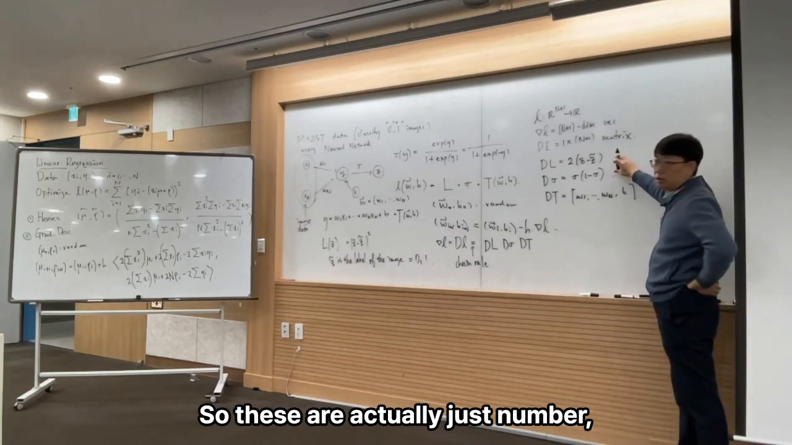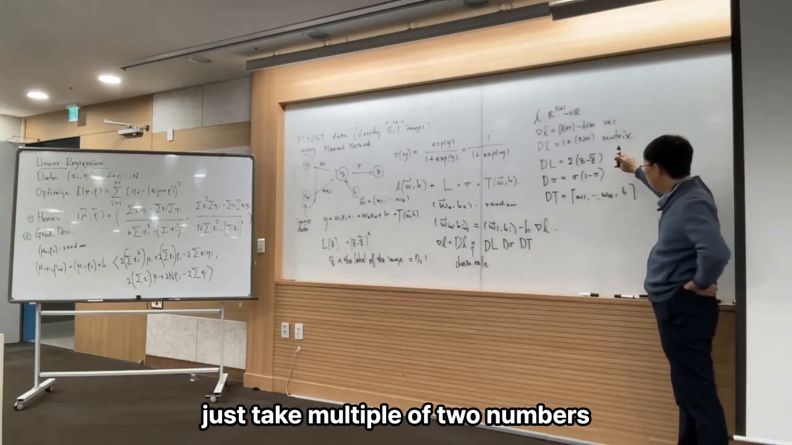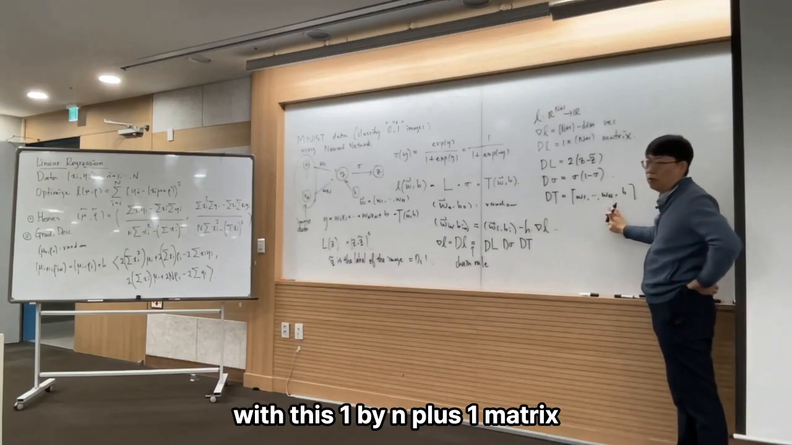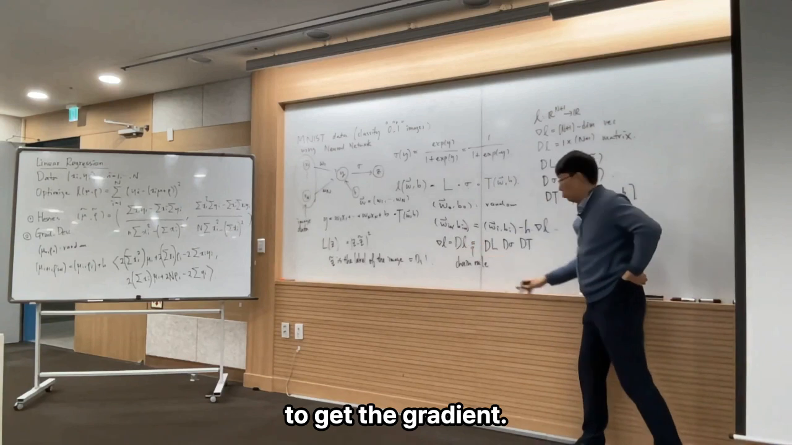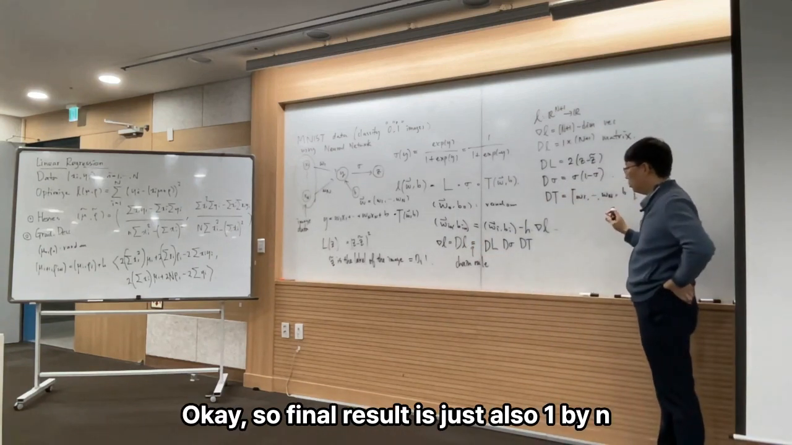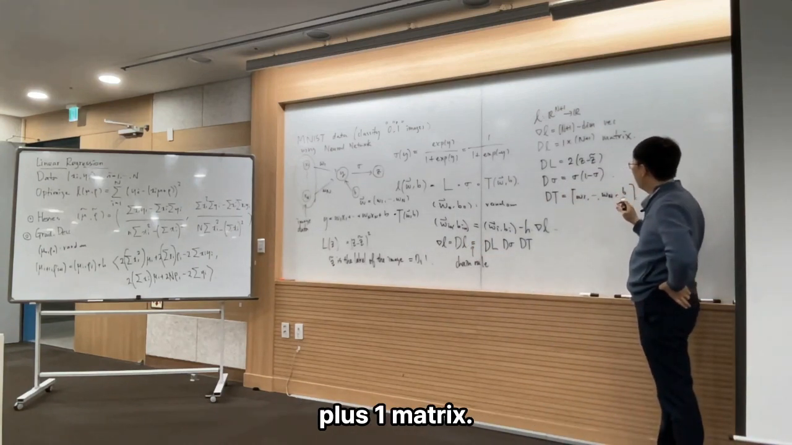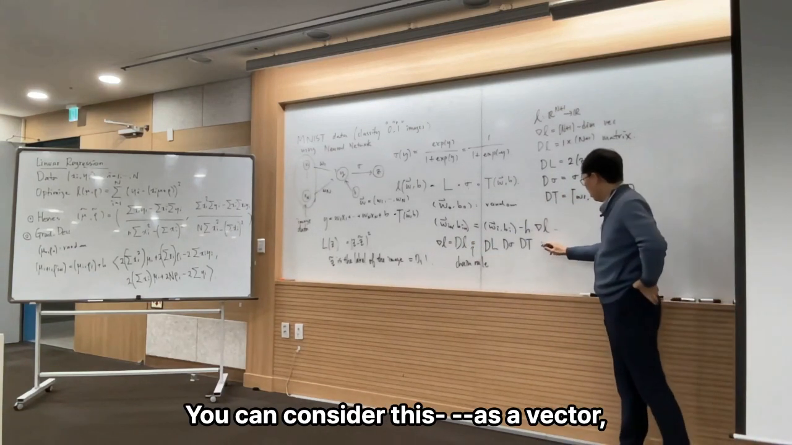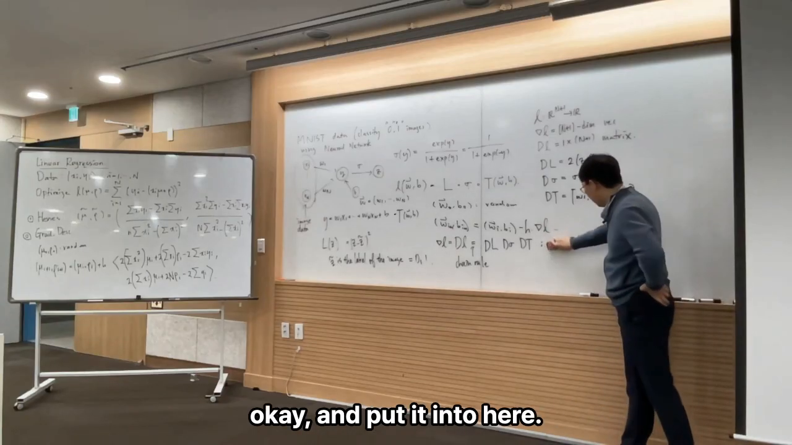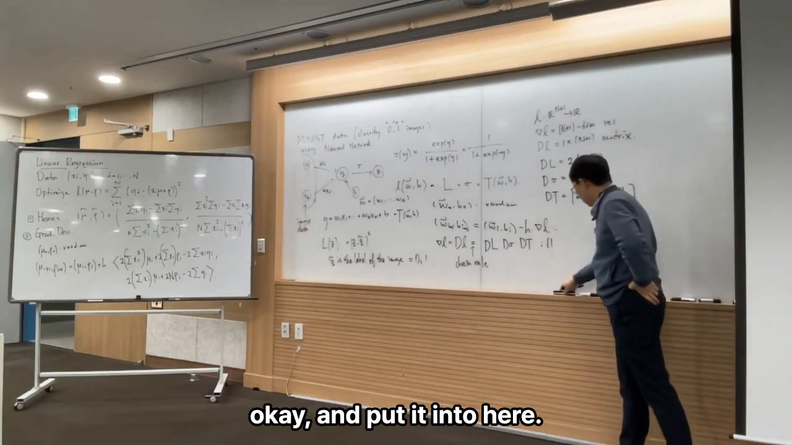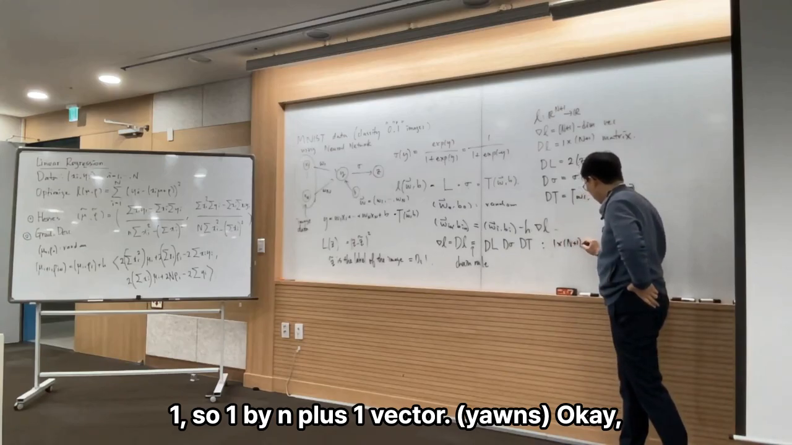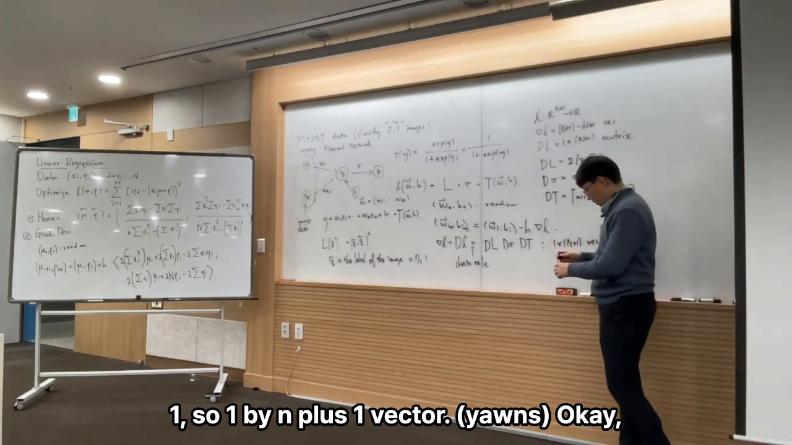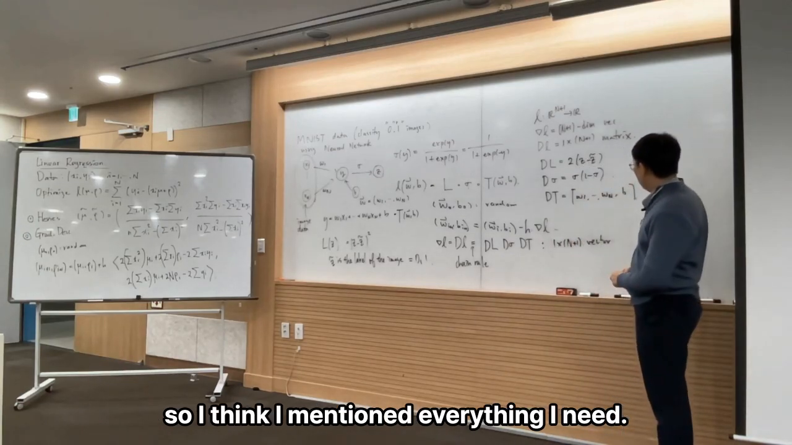So these are actually just numbers. Just take the multiple of two numbers with this 1 by n plus 1 matrix to get the gradient. Okay, so the final result is also a 1 by n plus 1 matrix. You can consider this as a vector, okay, and put it into here. So a 1 by n plus 1 vector. Okay, so I think I mentioned everything I need.